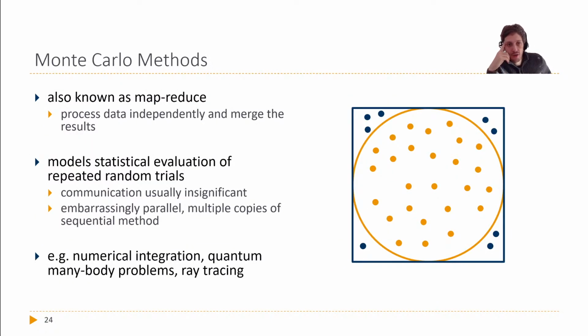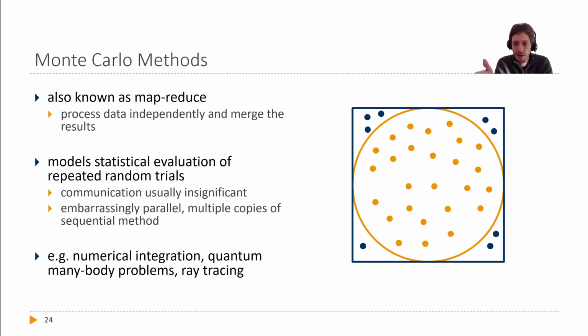Lastly, for the initial 7 dwarfs, we have Monte Carlo methods, and again, this is something that you know. These methods are sometimes also called MapReduce, because what it means is to process data independently and merge the results afterwards. And this is why they're really nice, because they're also so-called embarrassingly parallel.